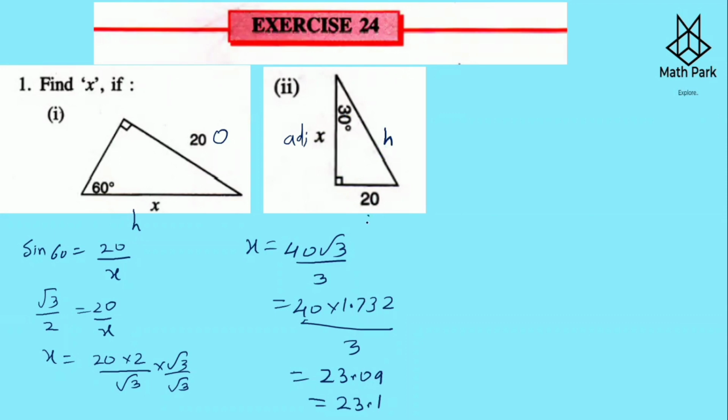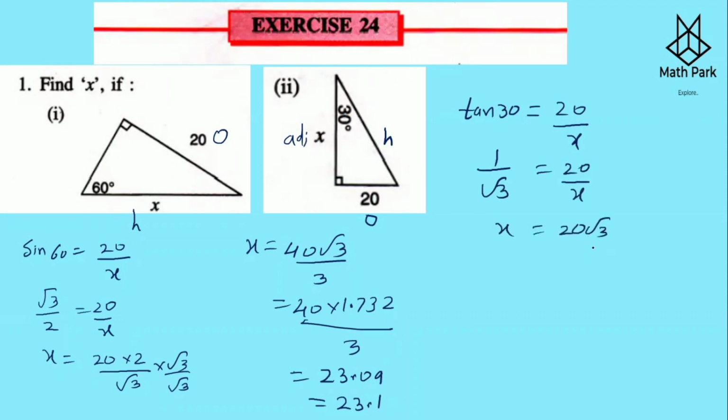This is opposite with respect to 30 and this is adjacent. So opposite and adjacent, we will be using the tan ratio. So we have tan 30 is equal to opposite by adjacent, that is 20 upon x. Tan 30 is 1 upon root 3, equal to 20 by x. So you get x is equal to 20 root 3.